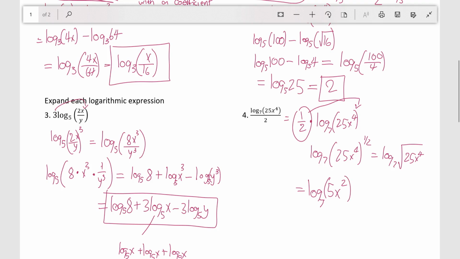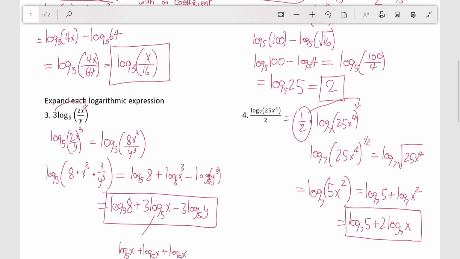Right? And now I can use my multiplication property in reverse to make this log base 7 of 5 plus log base 7 of x squared. And then I'm just going to bring the 2 to the front and get log base 7 of 5 plus 2 log base 7 of x. And this would be considered a simplified but expanded logarithm.